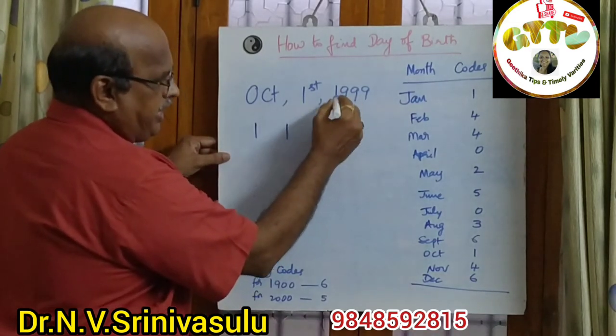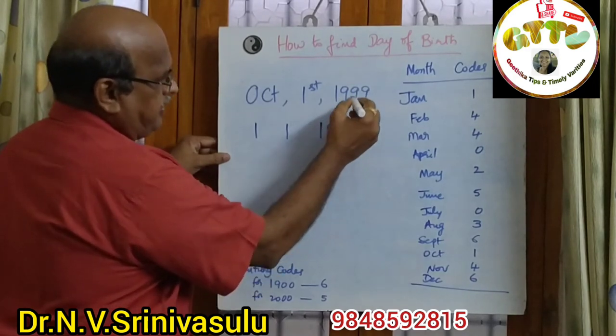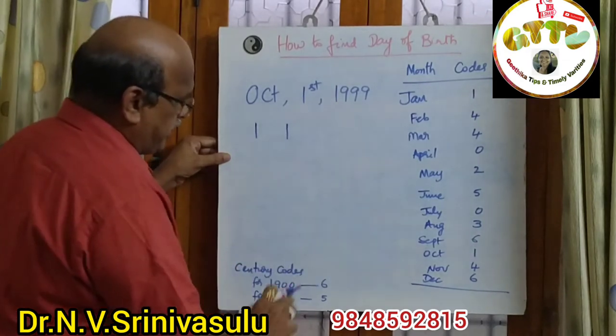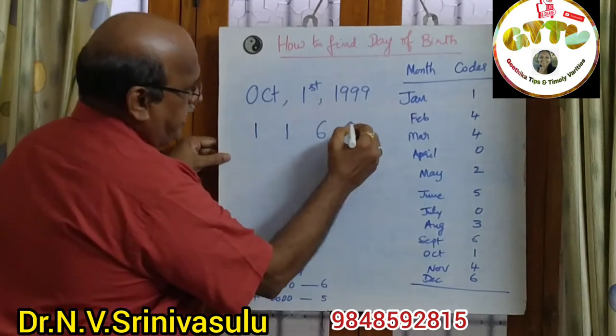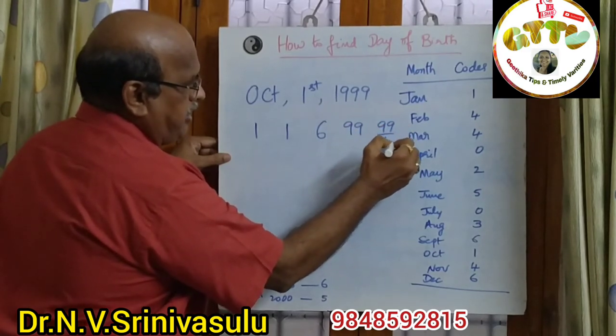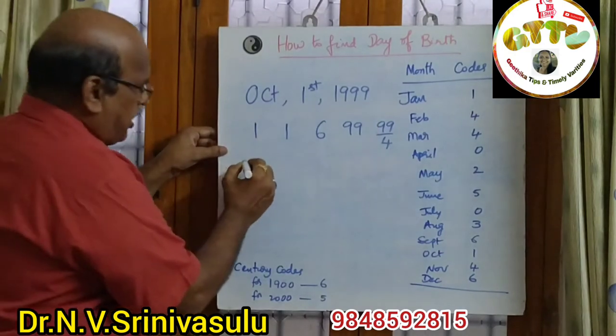Then, what you have done here? You are supposed to take 19. And then, 1900 series. What is 1900 series? Directly write it here. So, that is 6. And then 99 as it is, then you divide this 99 by 4. This is year of birth. Then divided by 4. Add up all this.